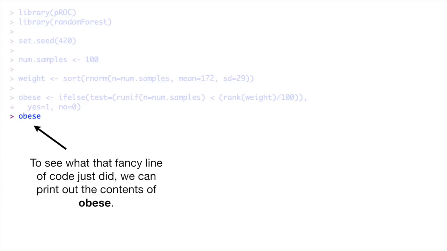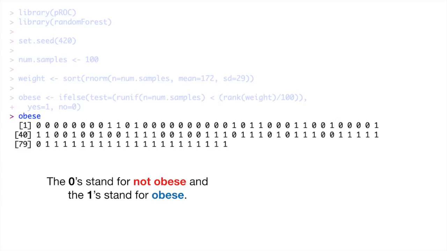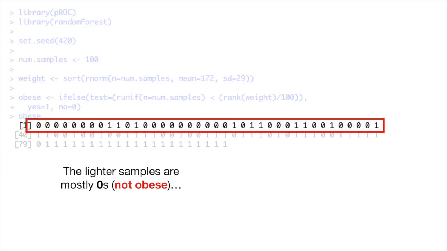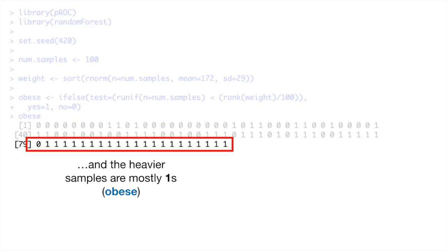To see what that fancy line of code just did, we can print out the contents of obese. The zeros stand for not obese, and the ones stand for obese. The lighter samples are mostly zeros, not obese. And the heavier samples are mostly ones, obese.